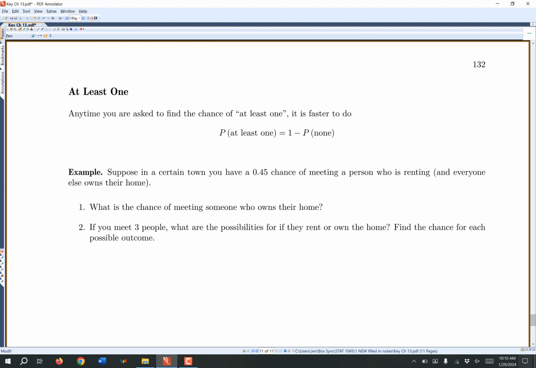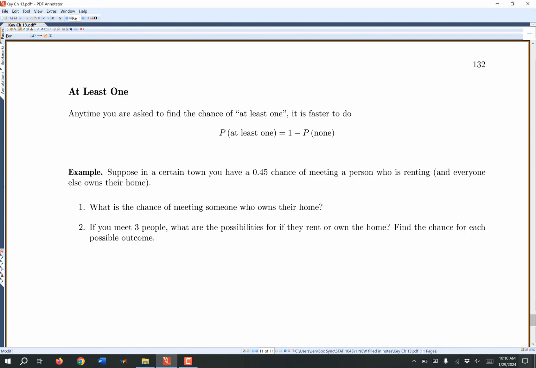Anytime we are asked to find the chance of at least 1, it is faster to do 1 minus the probability of none. It's not the only way you can do it, but it's often much, much faster, especially when you get to more complicated problems. So we're going to kind of prove how and why this works.